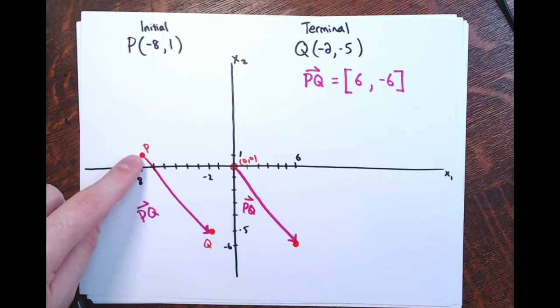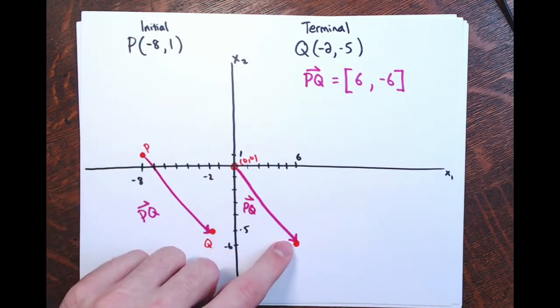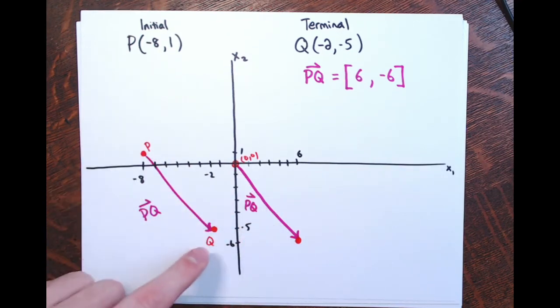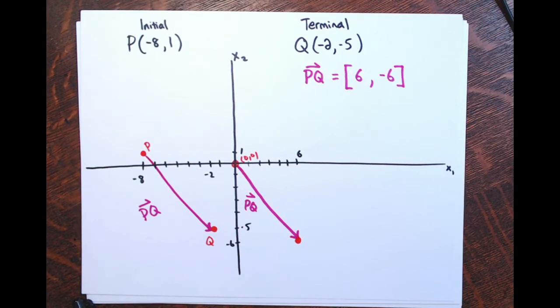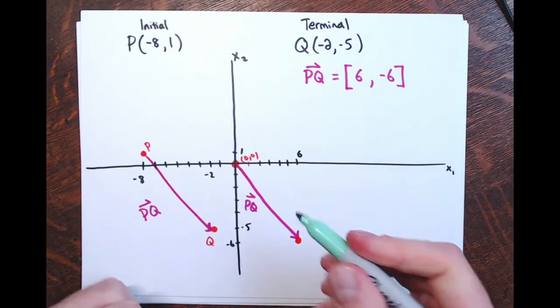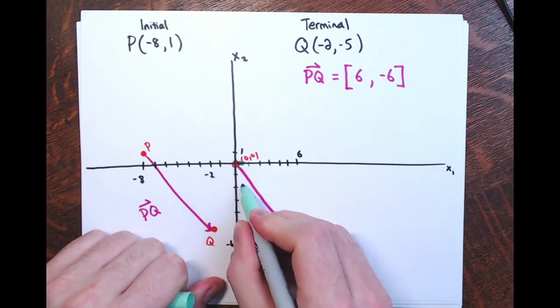Instead of starting at P and ending at Q, though, it's starting at the origin and ending at the point 6, negative 6. But it's the same vector, same motion. So when I draw that vector in standard position, when they talk about the direction, they want you to find the direction of the vector. That's this here. What's the angle it makes with the positive x-axis?